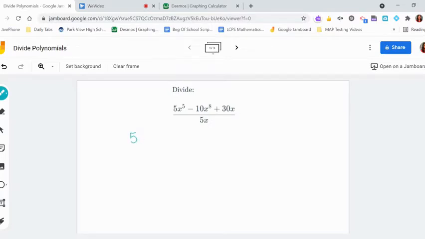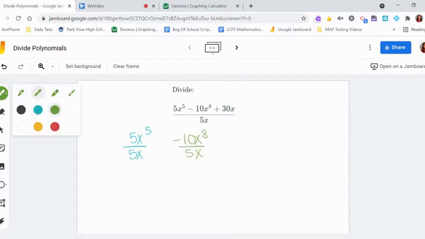We want to say, okay, this whole thing is being divided by that bottom, so we're going to take it piece by piece. I'm going to look at this one first: 5x to the fifth divided by 5x. Then I'm going to look at the next piece, negative 10x to the eighth, which is also going to get divided by 5x. And then my last piece, 30x, I'll put a plus there, divided by 5x. All right, so let me go ahead and look at my first one.